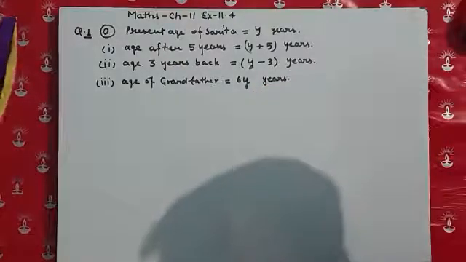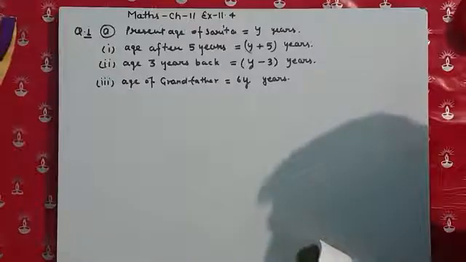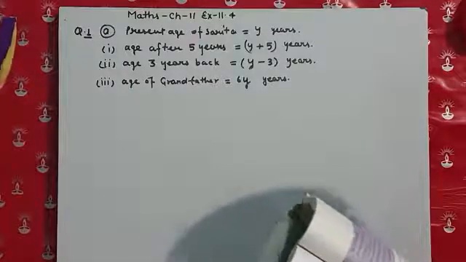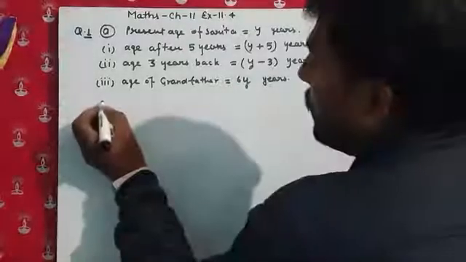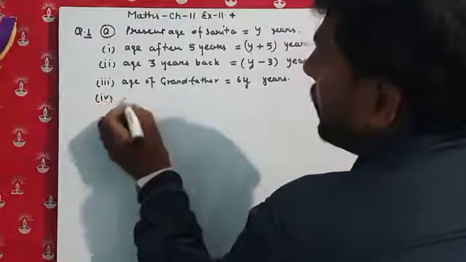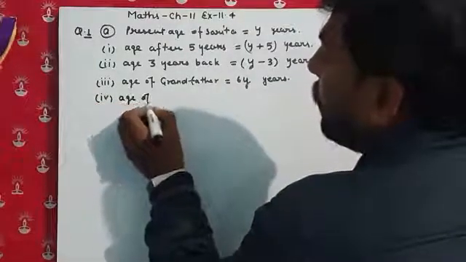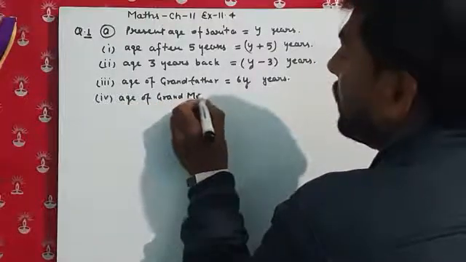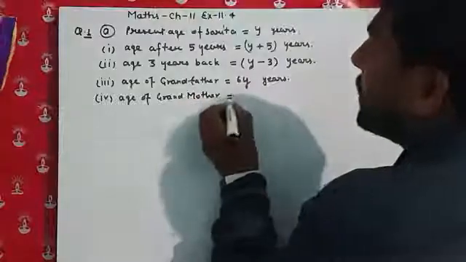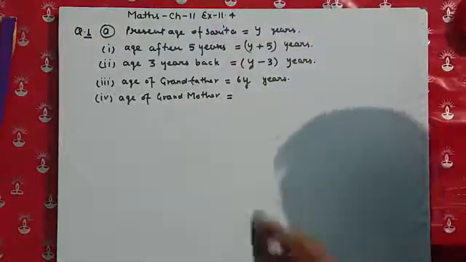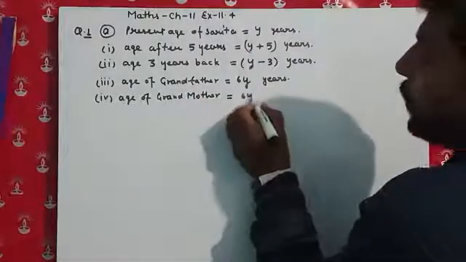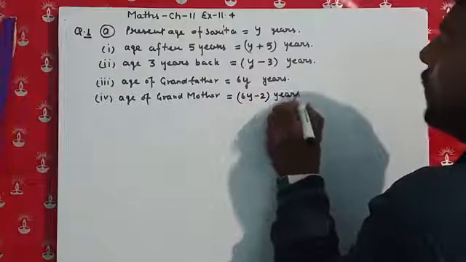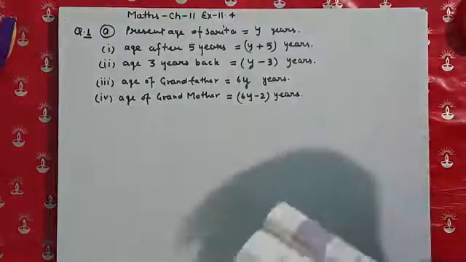Now going to the fourth part. Grandmother is 2 years younger than grandfather. What is the grandmother's age? So as you know, we will write down the age of grandmother. Grandmother is 2 years younger, which means we have to subtract 2. 6y minus 2. So that will be the age of the grandmother.